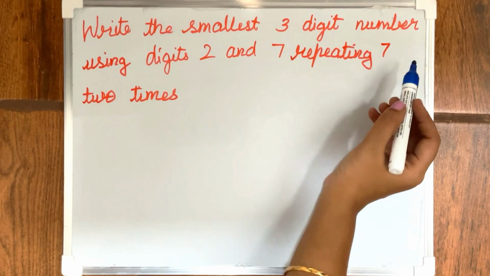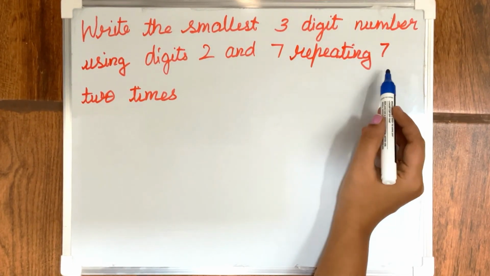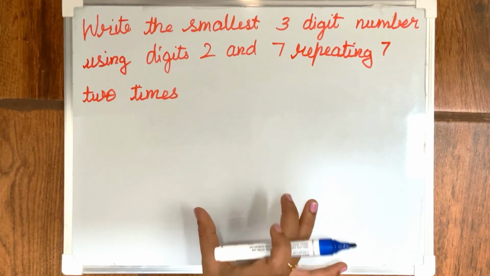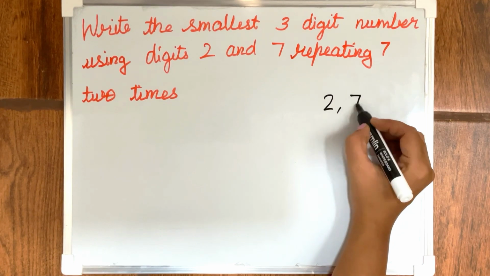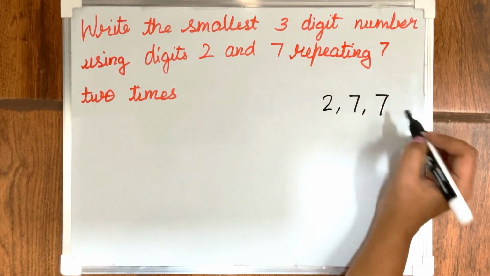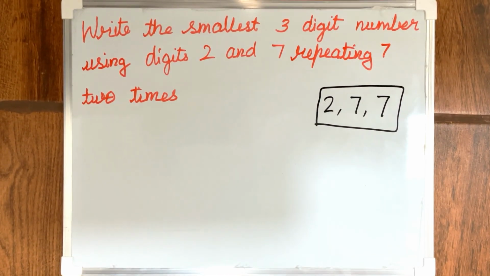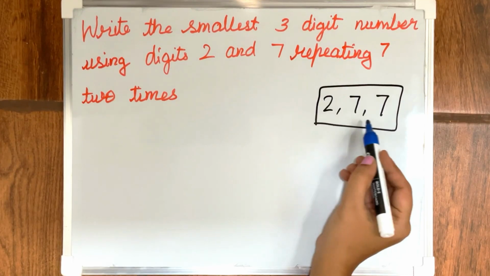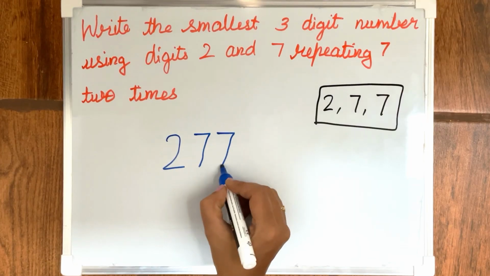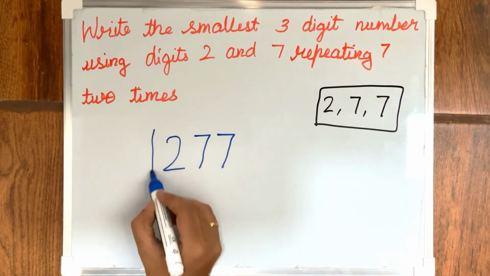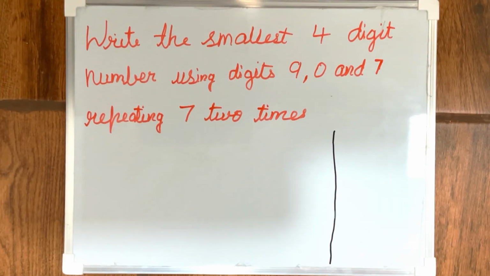Write the smallest 3-digit number using digits 2 and 7, repeating 7 two times. That means 7 should come twice in that smallest 3-digit number. So which numbers have they given? 2, 7, and which should be repeated? 7 should be repeated. By using these numbers we have to write the smallest 3-digit number. So let's start. Which is the smallest among these? 2, next 7, next 7. So in order only we have written. Hence the answer for this question is 277.